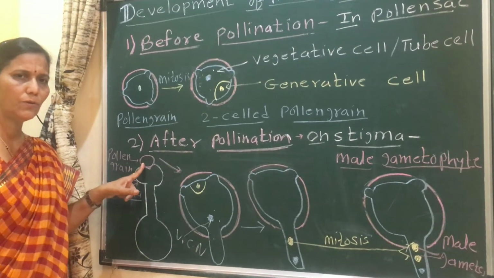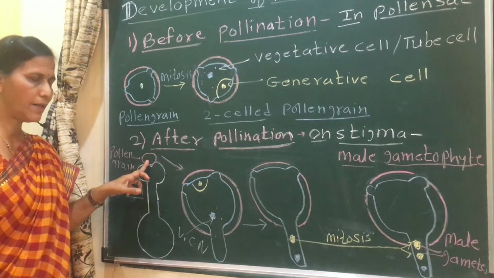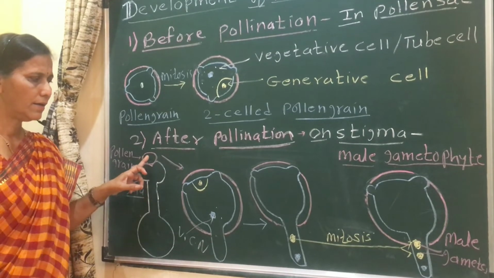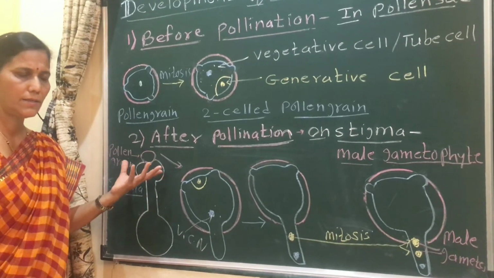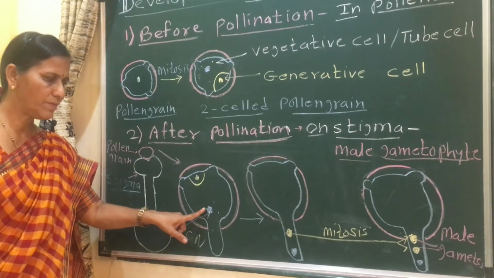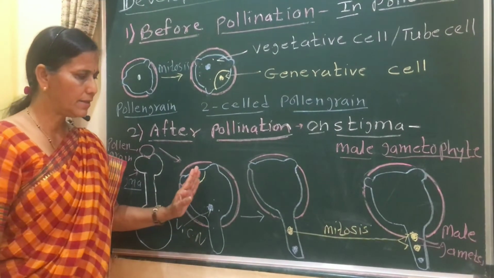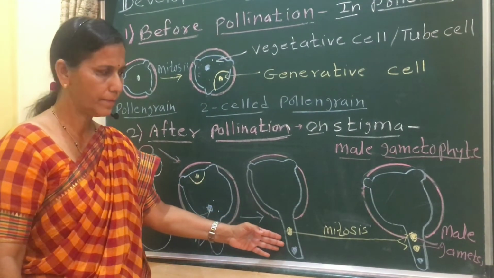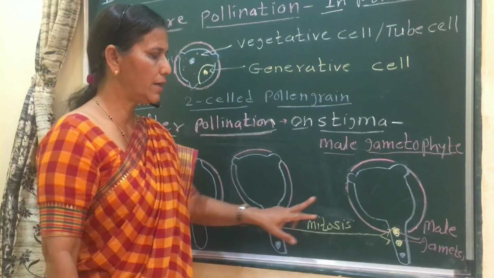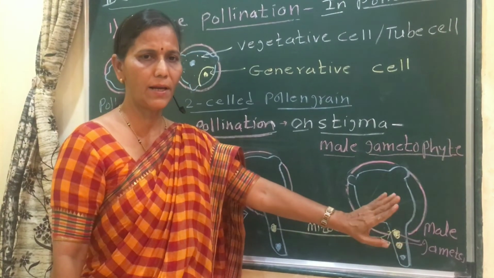On the stigma, sugary substance and water are absorbed by this pollen grain and internal pressure increases, and the intine is thrown out as a pollen tube. First, the vegetative cell nucleus migrates in the pollen tube. Then the generative cell nucleus migrates. The generative cell nucleus divides by mitosis to form 2 non-motile male gametes.